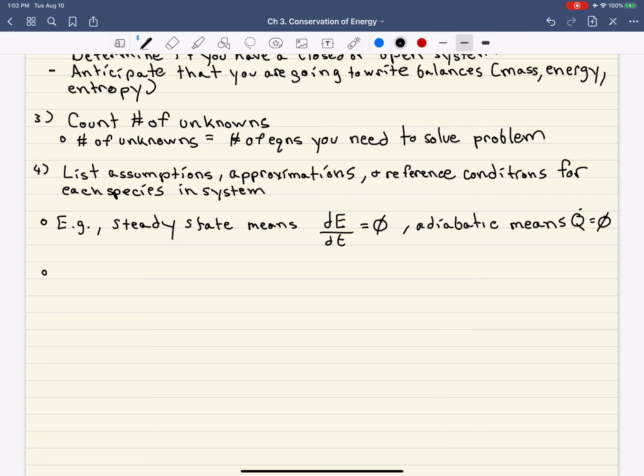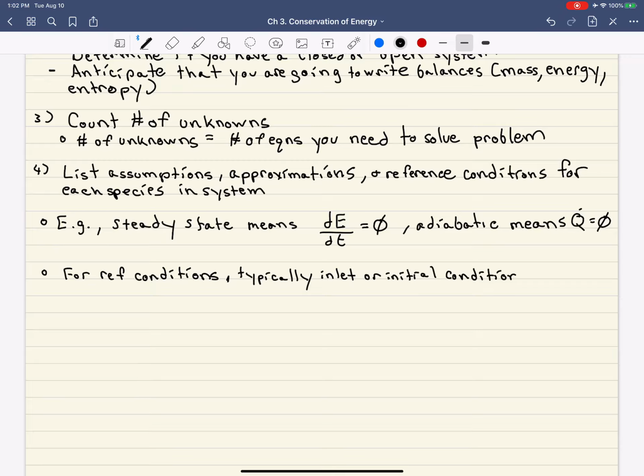For the reference conditions, just like you learned in MEB2, there's no absolute value of internal energy or enthalpy. So when we calculate those, we're usually calculating a change in internal energy or enthalpy. In order to calculate that change, we need some sort of reference internal energy that we set equal to 0. And typically, we set the inlet or initial conditions of our system as the reference conditions.